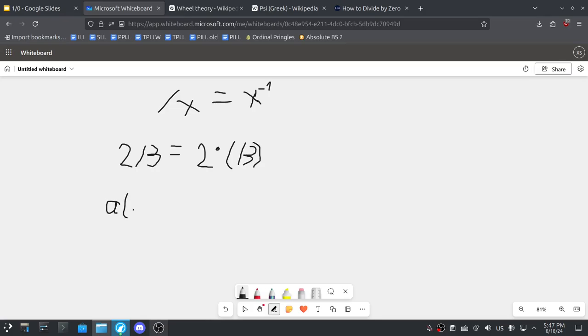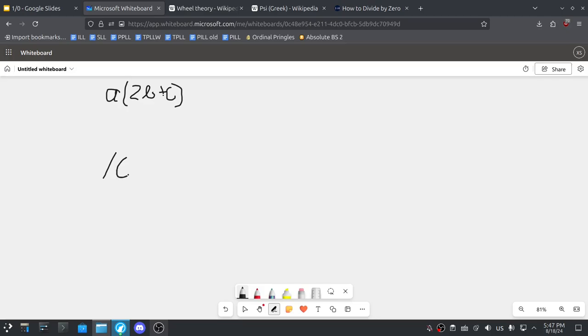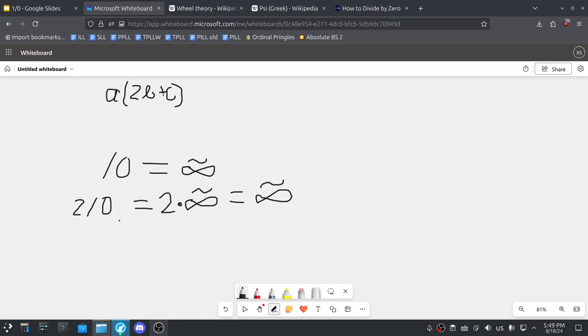Just like how this is a times 2b plus c, for example, with an unwritten multiplication over here. Now, slash 0 is equal to unsigned infinity. So 1 over 0, or 2 over 0, or 3 over 0 is just multiplying the unsigned infinity by a regular number, which of course results in the unsigned infinity again. And 0 over 0 is 0 times the unsigned infinity, which is defined as the bottom element in real theory.